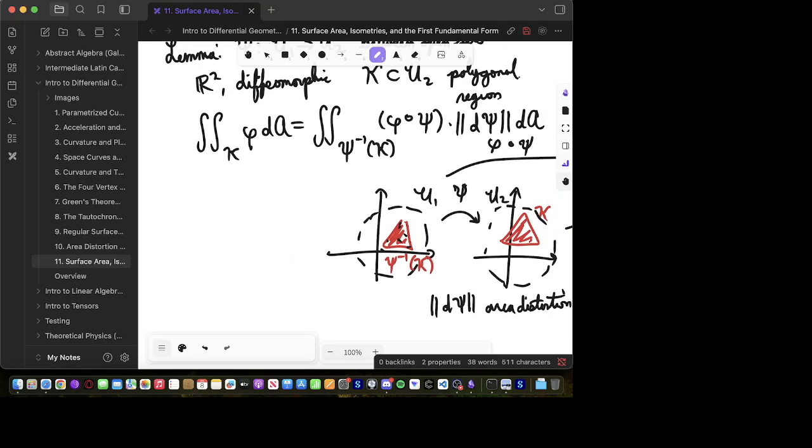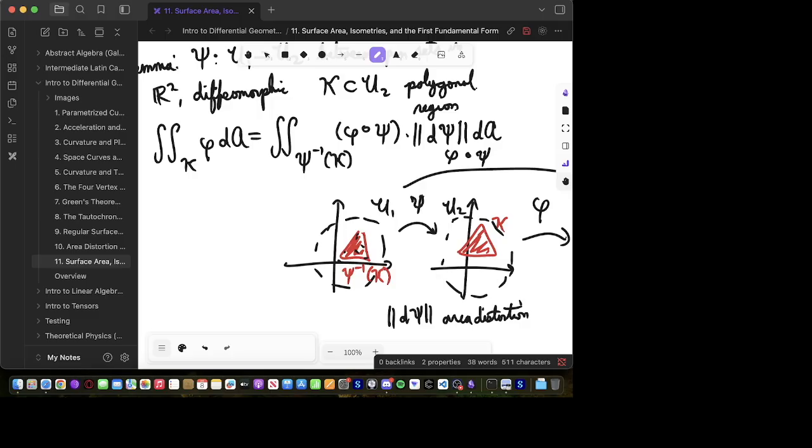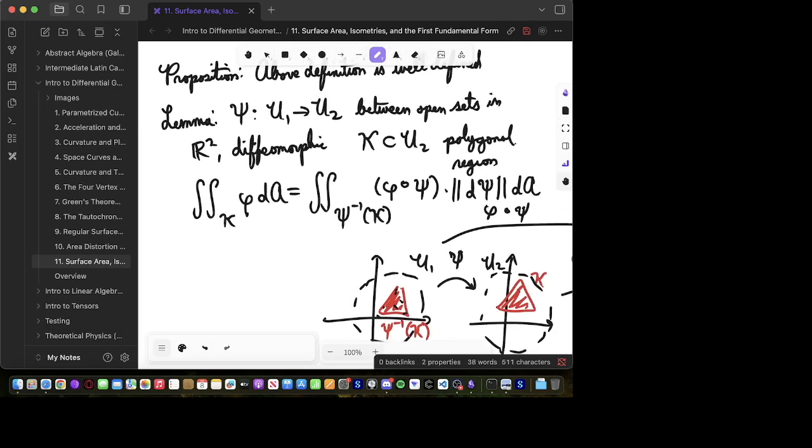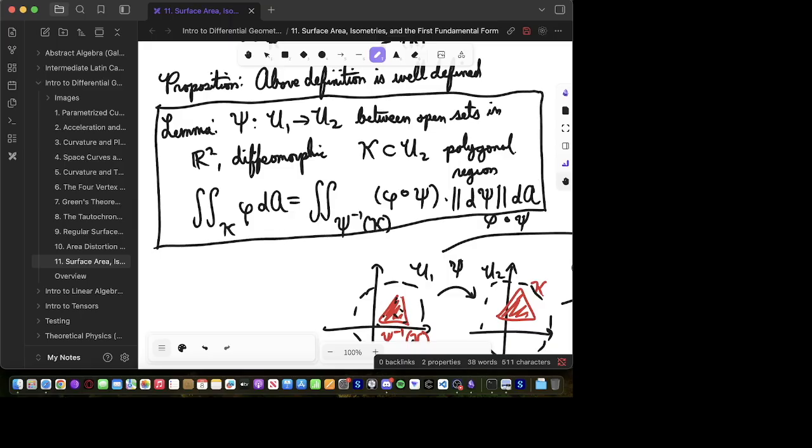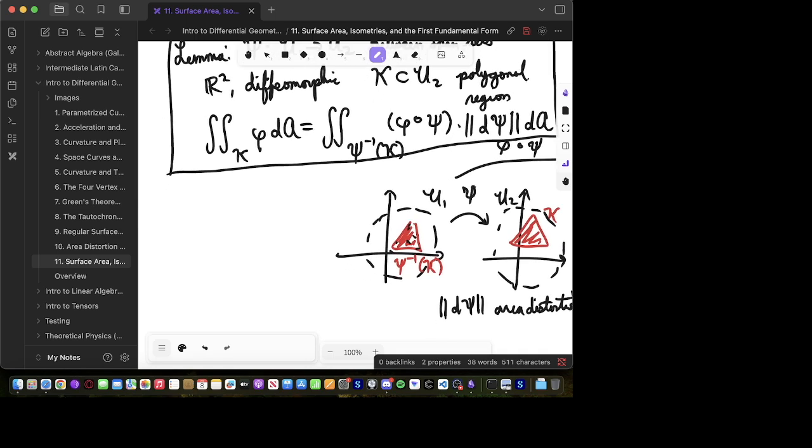So this might look similar to the change of coordinates rule you've seen in multivariable calculus. If you've taken that, that's because it's basically the same thing. It's just more abstract here. So let me box that in. And let's get on with the proof.